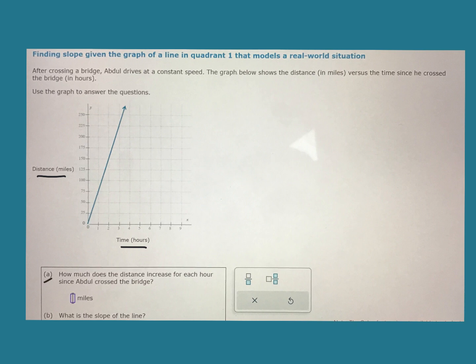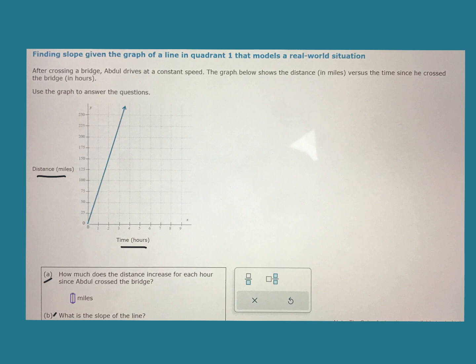So it says that for A and for B, it says what is a slope? So they're really the same thing. B is just specifically saying slope in general, where A is asking for the same thing, but it's wording it in terms of the real world problem. So we're just kind of explaining what slope means in this problem. In this problem, instead of rise or run, we're talking about distance over time or hours.